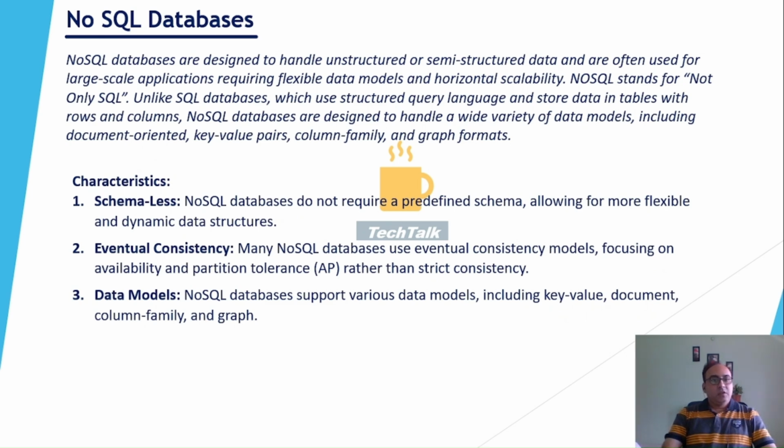Data models. NoSQL databases basically support four data models: document oriented, key value pair, column family, and graph format.